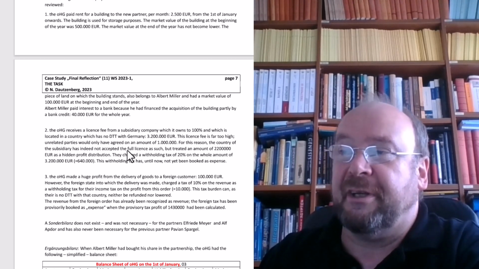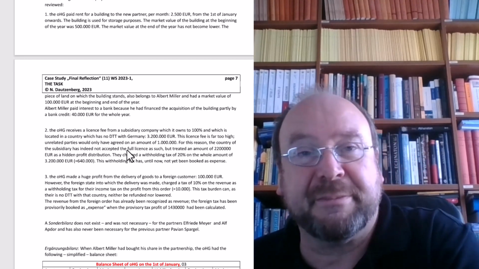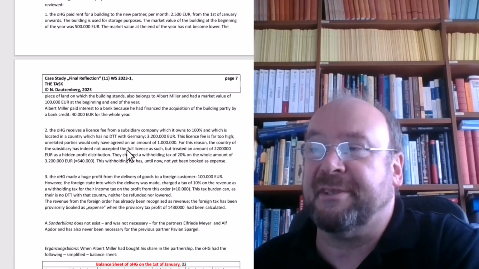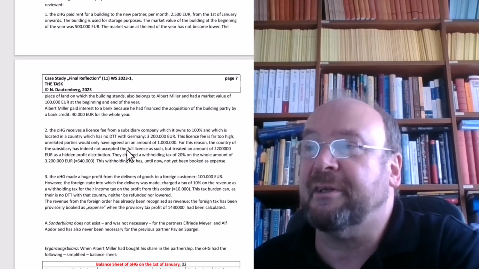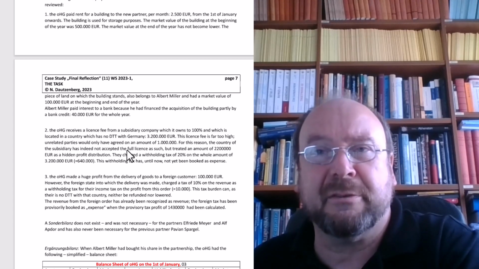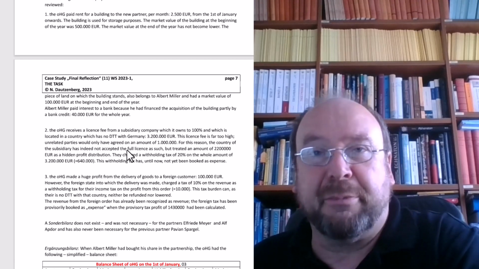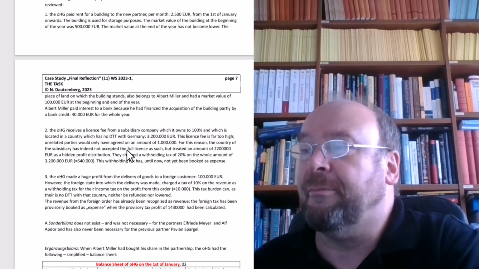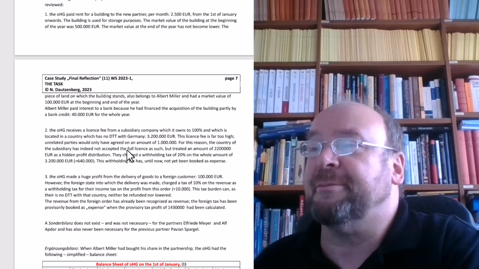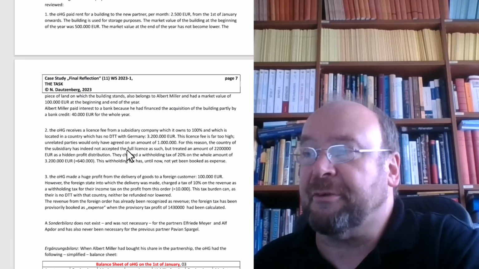Number 2: the OHG received a license fee from a subsidiary company which it owns to 100% and which is located in a country which has no double taxation treaty with Germany. They do it to make our lives easier. The license fee was 3.2 million euro. This license fee is far too high. Unrelated parties would only have agreed on an amount of 1 million.